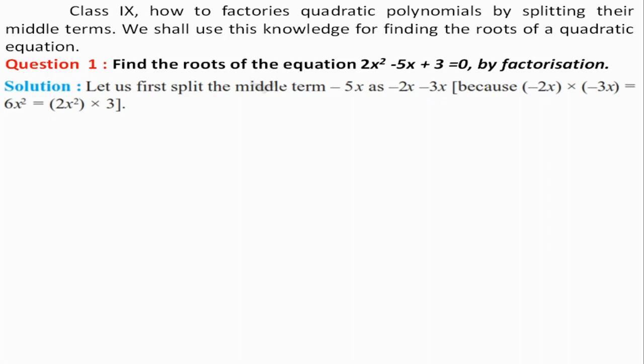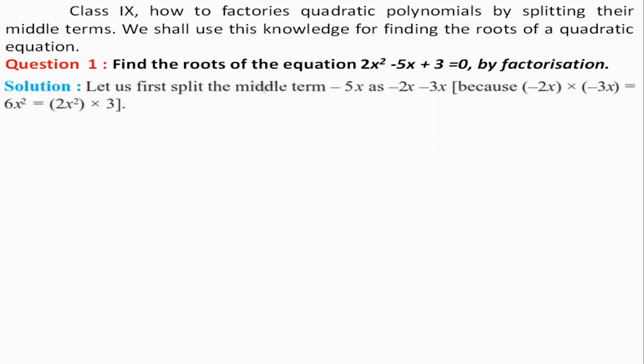First we see that the middle term 5x we split in two forms, minus 2x and minus 3x, because minus 2x into minus 3x becomes 6x square. If we multiply the first term and last term, means 2x square into 3, this we have to remember. One thing very important to note, in front of 3 there is a positive sign, and in front of 2 there is also a positive sign. So 2 into 3 is 6, so the sign is also positive.